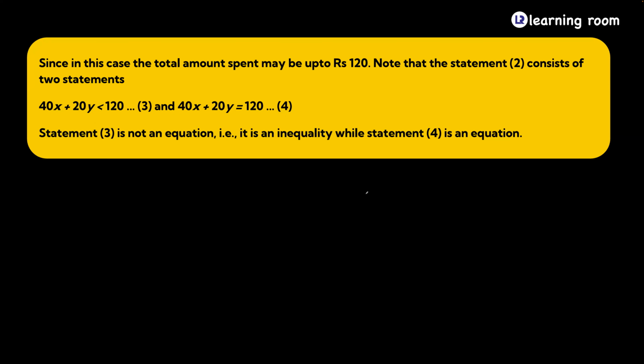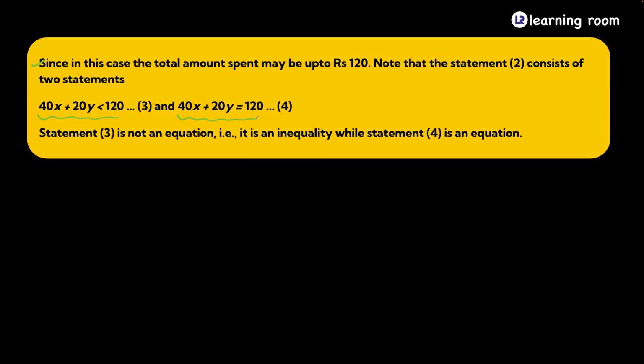In the second case, the total amount spent may be up to 120. Note that statement two consists of two statements. What can you write? 40x plus 20y is less than 120. That can be one of the statements. And 40x plus 20y is equal to 120 is also possible. So that is why I wrote less than or equal to. If you break it into two scenarios, you can frame an inequality and you can frame an equation.